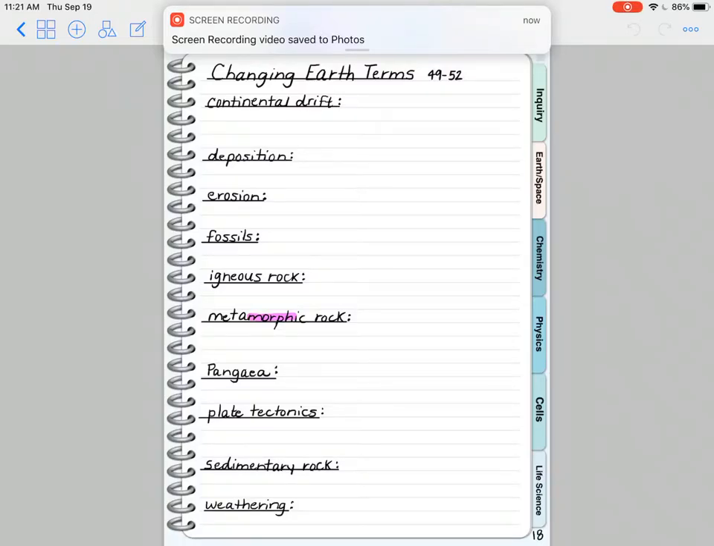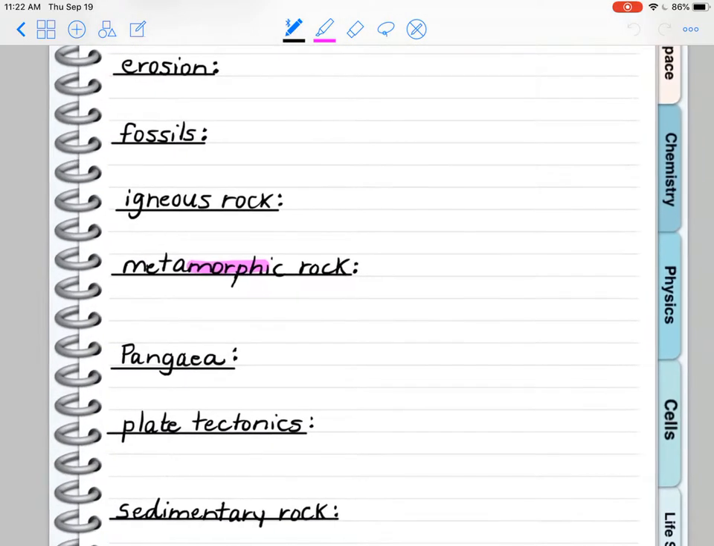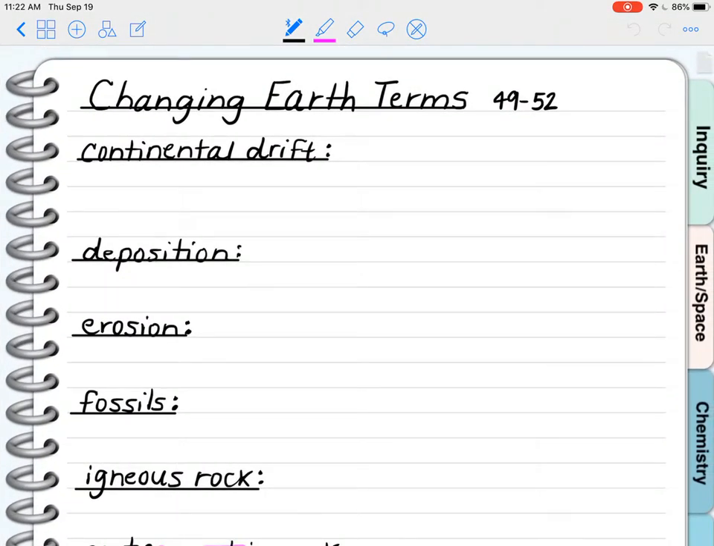Hello there. I am on page 18 of your student work text, and we are looking at terms that relate to how the earth changes. The earth is constantly changing, it's constantly evolving into different conditions. So I want to go through some of these with you. Some of them you may have heard of, some of them you may have not heard of. They're pretty tough terms. The first one starts with continental drift.